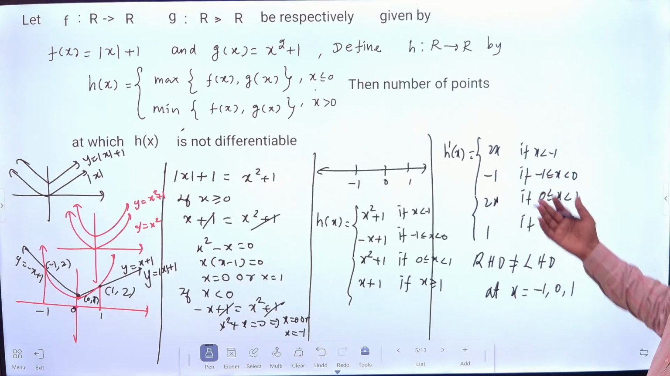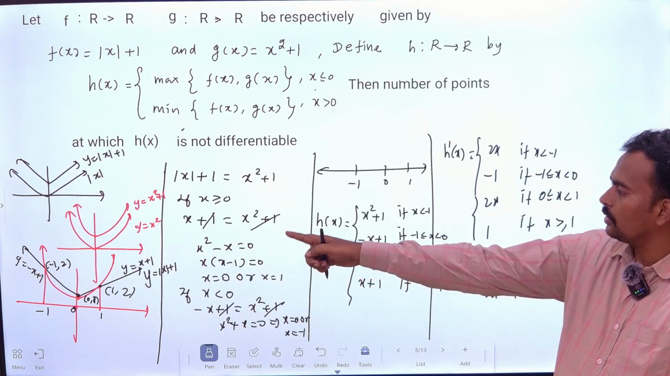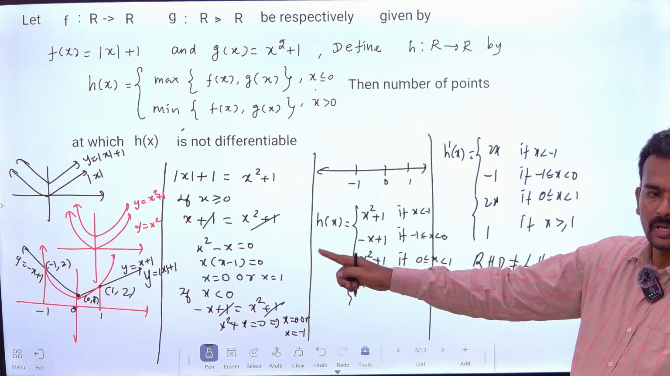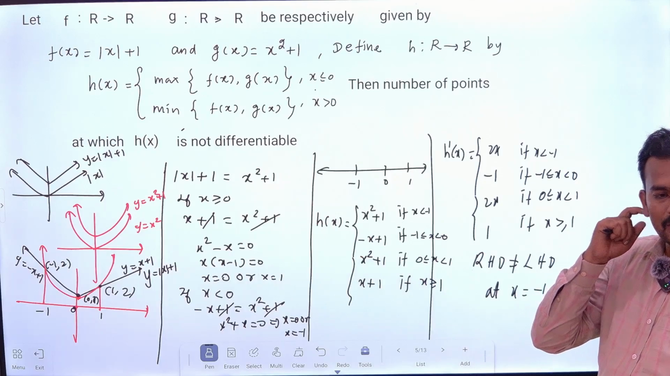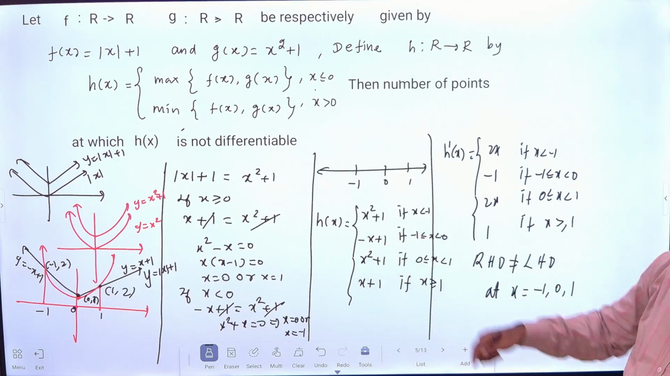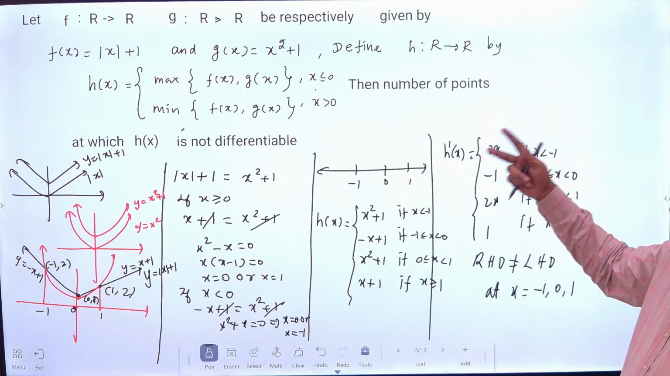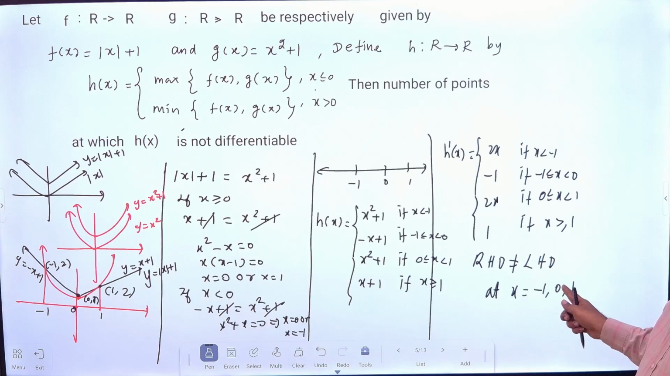Graphically, you can see the graph is not differentiable at x = −1, 0 and 1 because there are sharp edges. The tangent is not unique at the points −1, 0 and 1. Therefore, the function is not differentiable at these points: −1, 0 and 1.